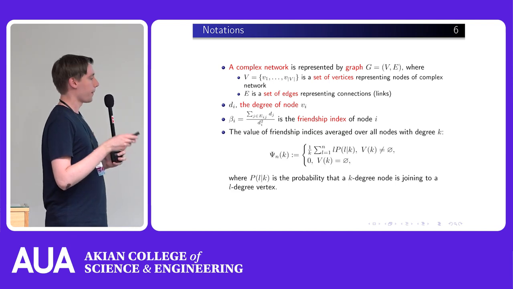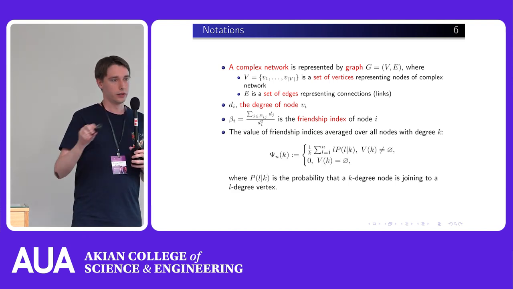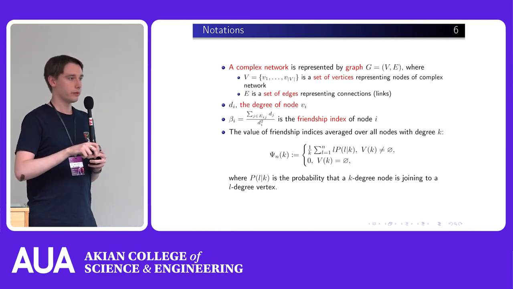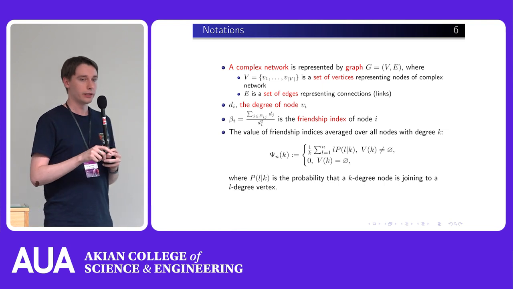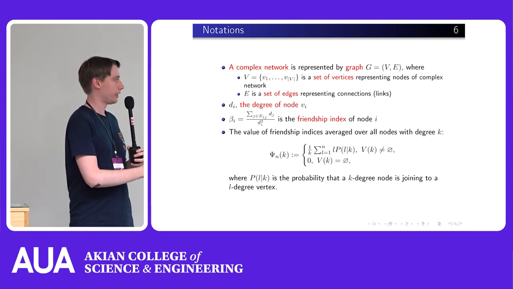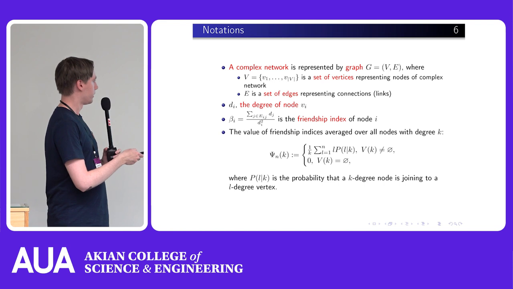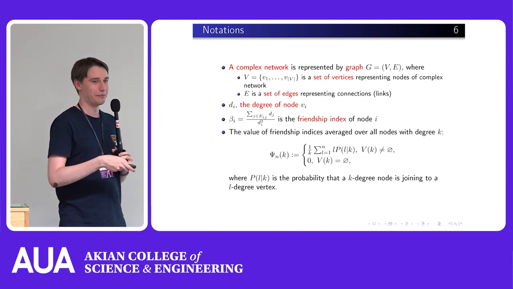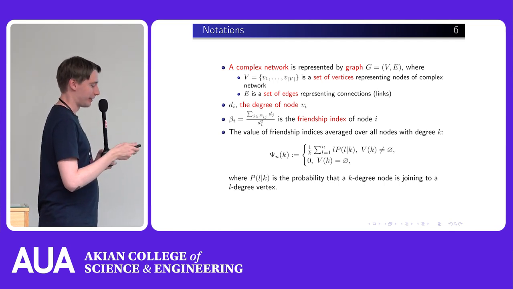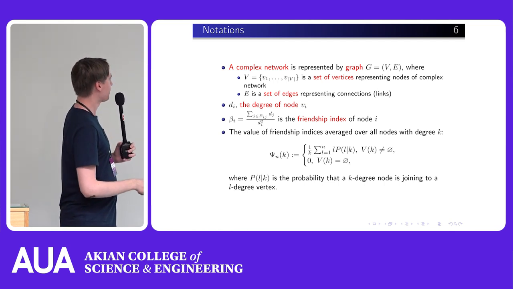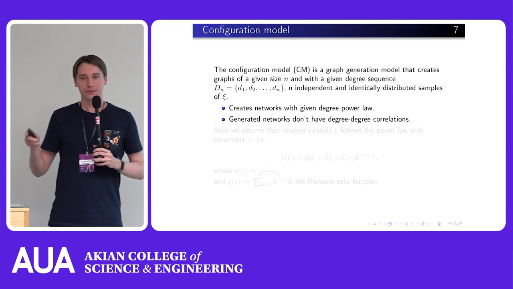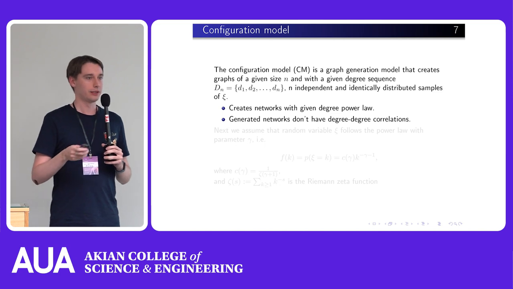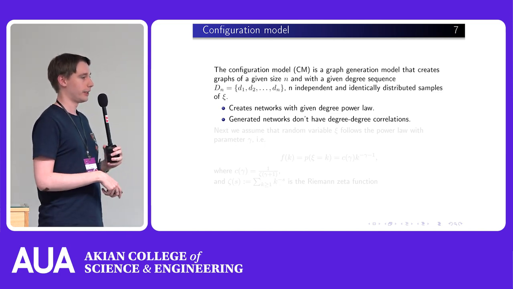And we're interested in finding not only nodes' friendship index, but also the average friendship index among all nodes with the same degree. This will be denoted as sigma of k. Don't worry, when you see it again, I'll remind you what this is. So I know all of you are probably tired already. Okay, let's move on. As I've said, we'll see how the friendship index is distributed in real and simulated networks.